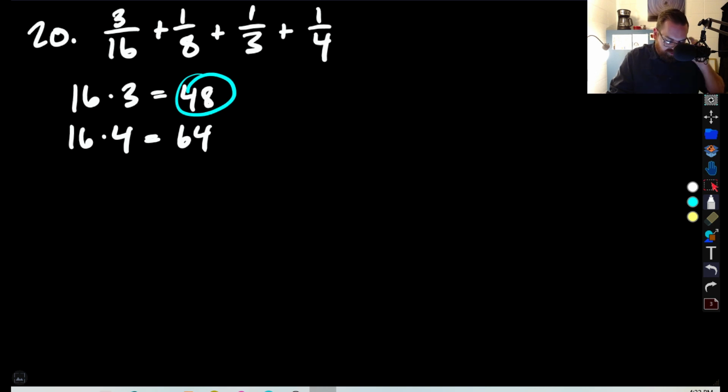All right, so 48 is a common denominator, so in order for us to get this, we're going to have 3 times 3 over 48. That's going to be for the 3/16. Then for the 1/8, we would multiply the 8 by 6 to get the 48. So this would be 6 times 1, all over 48.